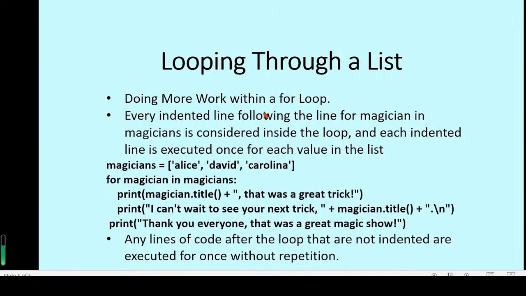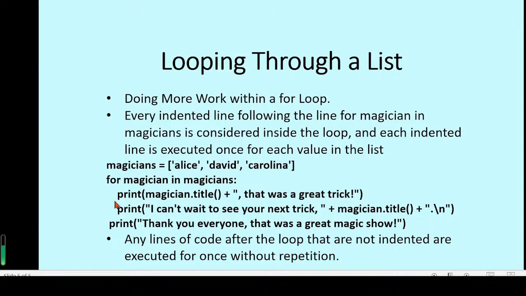Doing more work within a for loop. Every indented line following the line for magician in magicians is considered inside the loop, and each indented line is executed once for every value in the list. So for example, this is a magicians list. We can write a for loop, for magician in magicians, then these 2 indented lines are considered inside the for loop.